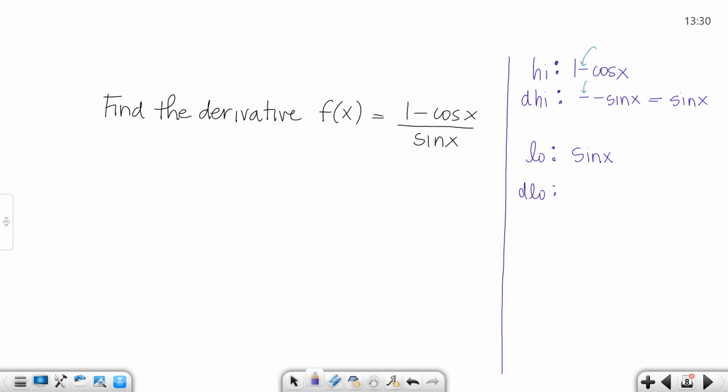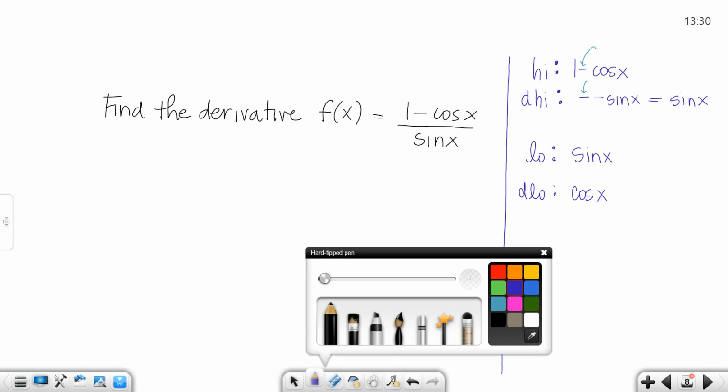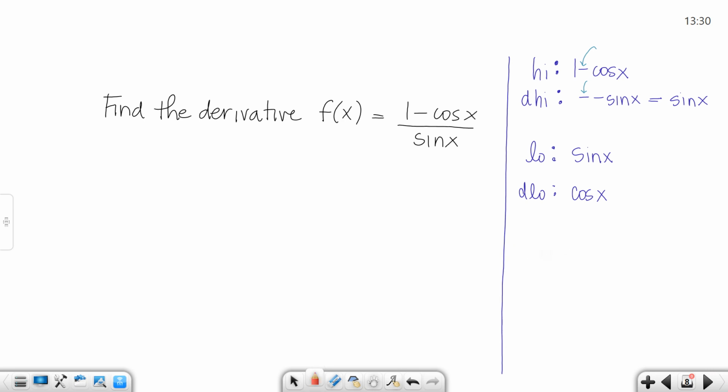Okay, looking at the bottom one, you have sine x. The derivative of sine is just plain cosine. And that's how that part would look. Okay, so then we're going to take our derivative. Remember the way that I talked about it was it goes low, always start low, d high minus high d low over low squared.